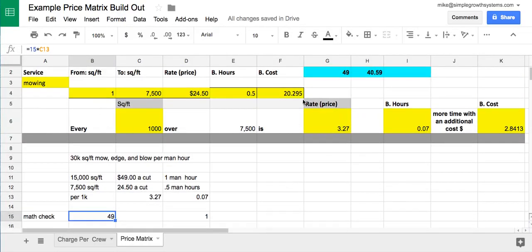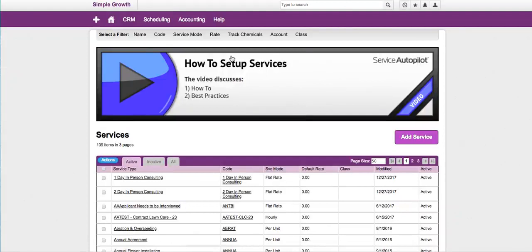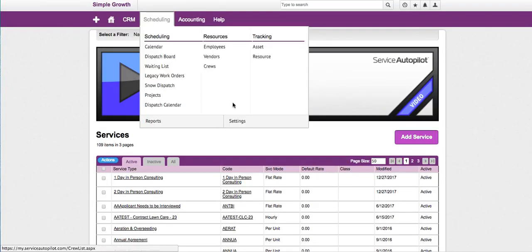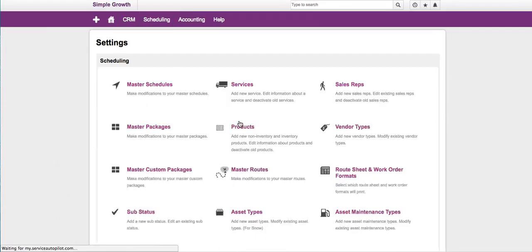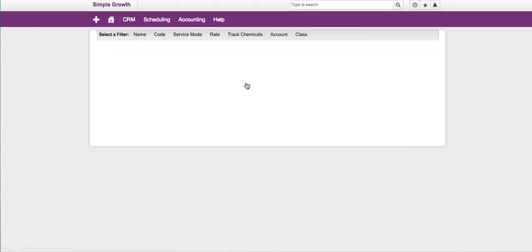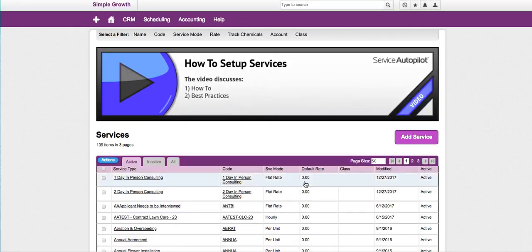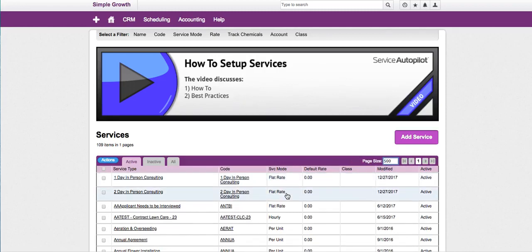So we're going to take these numbers here and put them into our pricing matrix in Service Autopilot. So when we pull up the scheduling settings and go to services, this is where this is built. And we're going to go in and open this up to 500 and pull up the lawn mowing example.